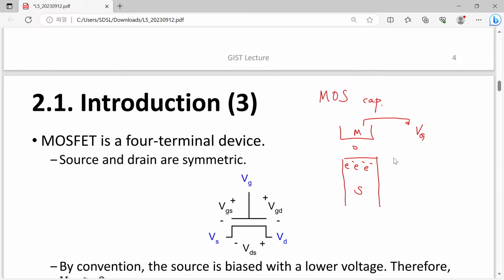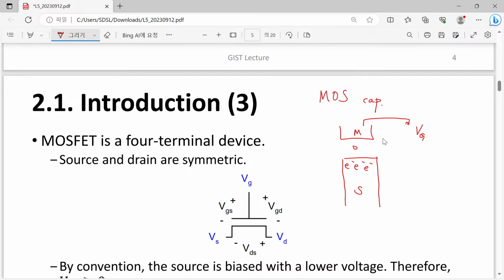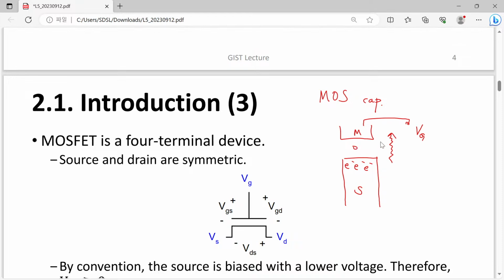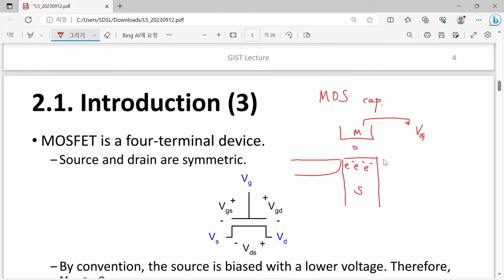the oxide layer is really a good insulating layer. So although we can control the number of charges, it is not a good idea to make this direct conduction. Instead of that, we want to introduce another path for our electrical conduction.